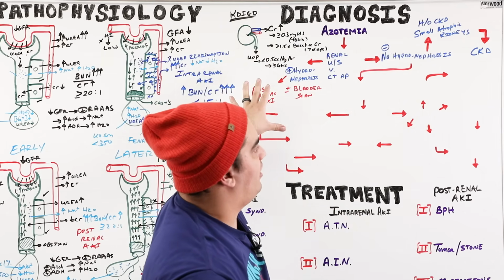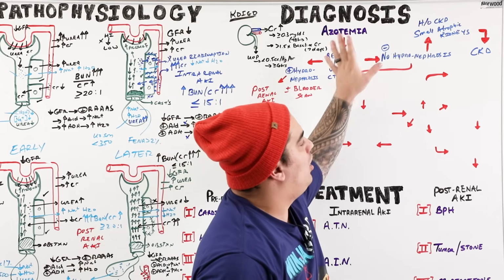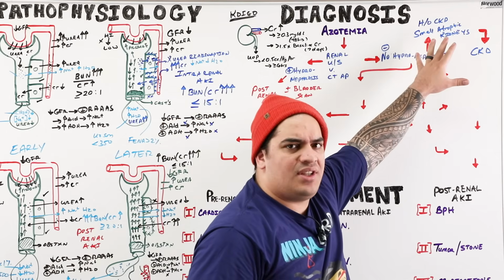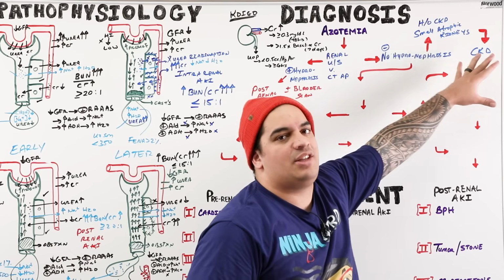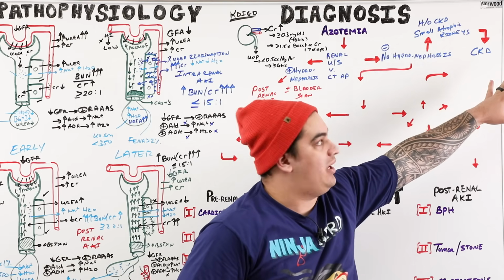Go through all their particular history and physical exam. Medication list. They don't have hydro. Well, do they have a history of CKD that you can think of? Do they have small atrophic kidneys? It's probably just CKD, and that's why they have this azotemia.